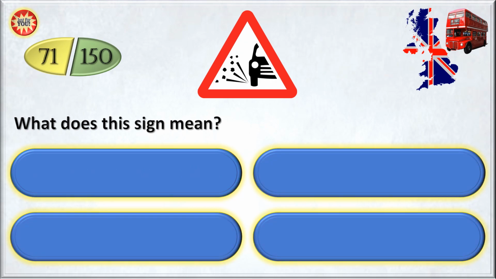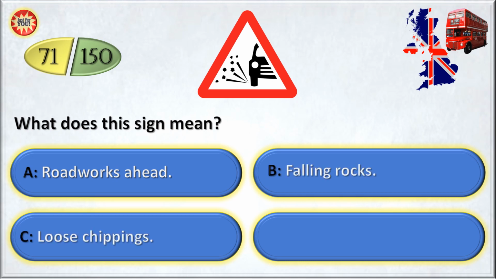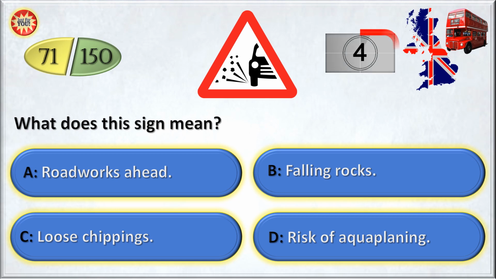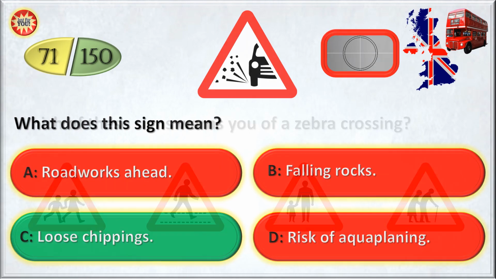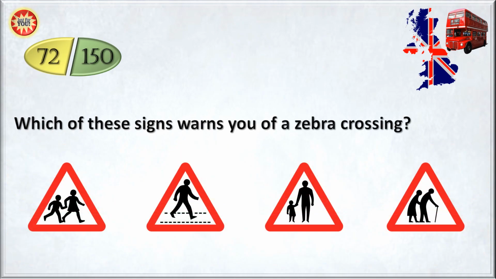What does this sign mean? Road works ahead. Falling rocks. Loose chippings. Risk of aquaplaning. Loose chippings. Which of these signs warns you of a zebra crossing?